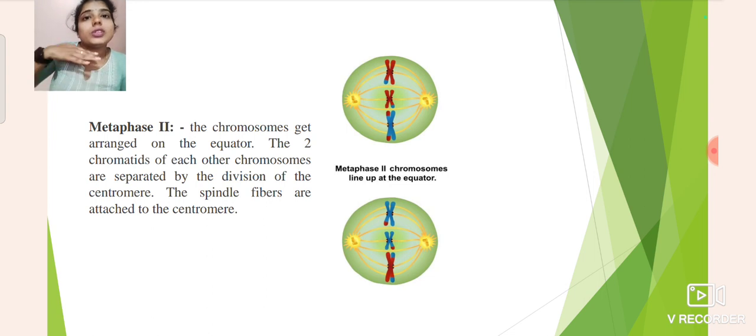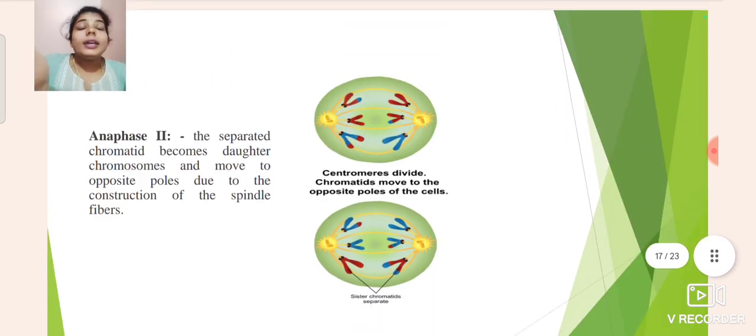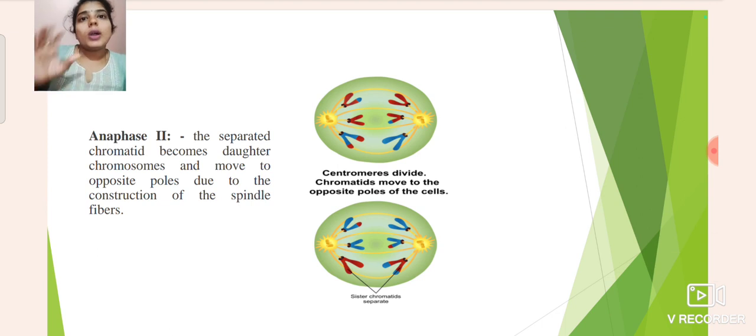In metaphase 2, all the chromosomes will be moved towards the equator region, that we call metaphase 2. Then the spindle fibers will be completely well developed and attached to the centromere. Next, we'll move on to anaphase 2. Ana means what? Polar regions. So all the chromosomes will be completely separated, then move towards the polar regions. In anaphase 2, the centromere will be completely divided. Then each sister chromatid will move towards the polar regions. That we call anaphase 2.